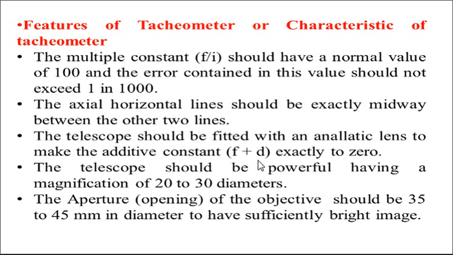Next characteristic: the telescope should be powerful, having a magnification of 20 to 30 times its diameter. That means the magnifying power of the telescope should be proper, so that longer distances can be sighted properly. And the next one: the aperture, also called the opening of the objective glass, should be 35 to 45 mm in diameter to have sufficiently bright images of the objects which we are sighting. Next slide.